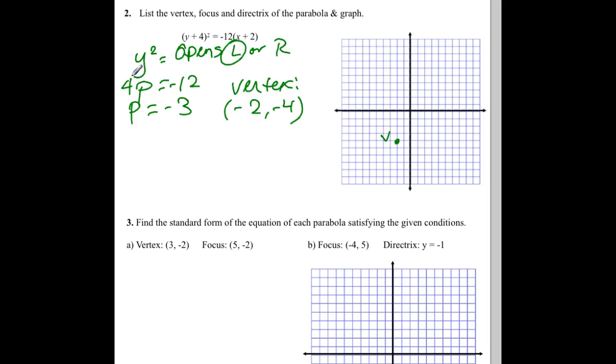And we said the focus is going to go which way? Left, how many spaces? 3. So it's a directed distance, a -3. We're going in the negative direction, 3 spaces. All right, there's my focus. Where would my directrix be? 3 on the other side. Okay, so coordinates for focus are what?